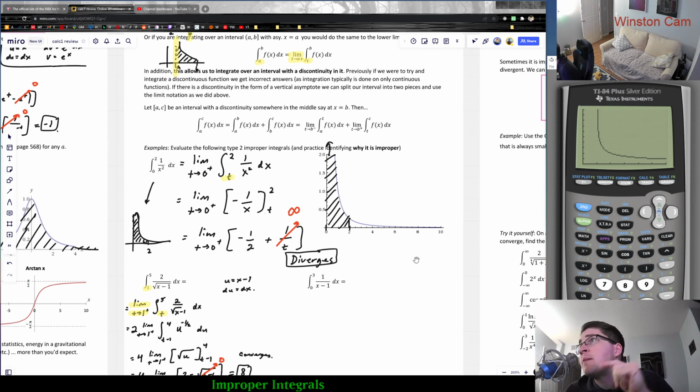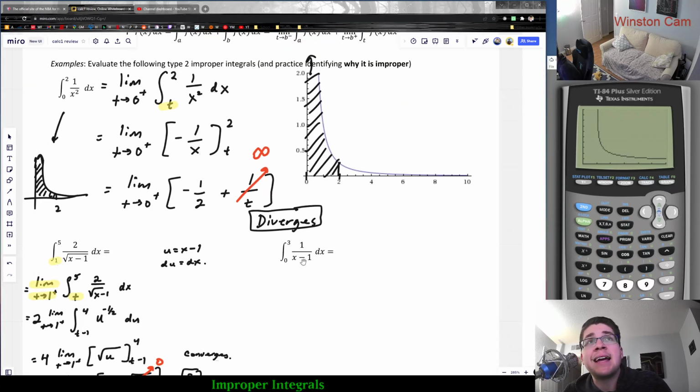So in the previous examples, we've looked at cases where we had an improper integral where either the lower or the upper boundary, well, in both cases they were lower, had a discontinuity. But what if there's a discontinuity in the middle? Like looking at this third example from our packet, what if we want to integrate from 0 to 3 of 1 over x minus 1?